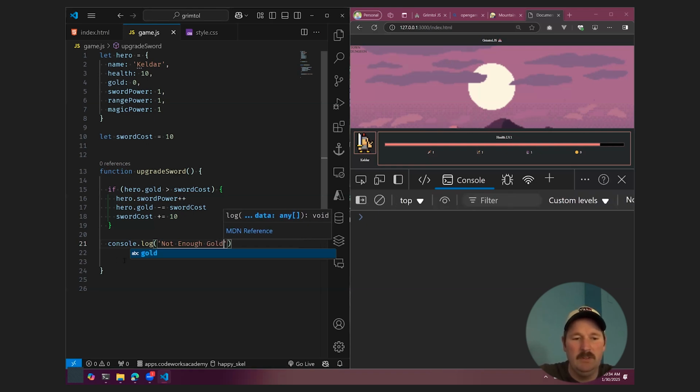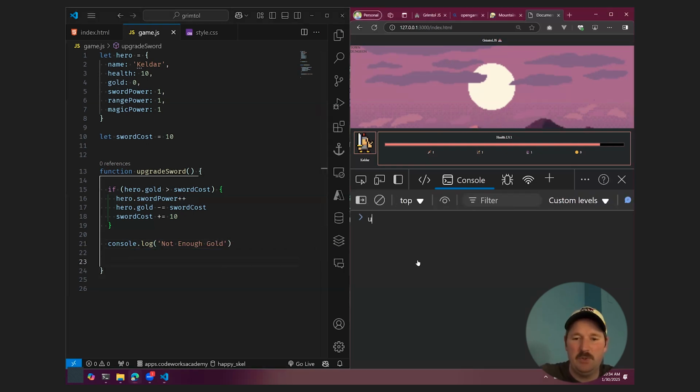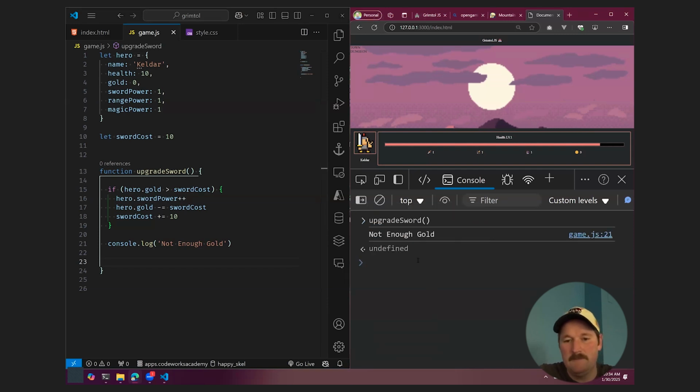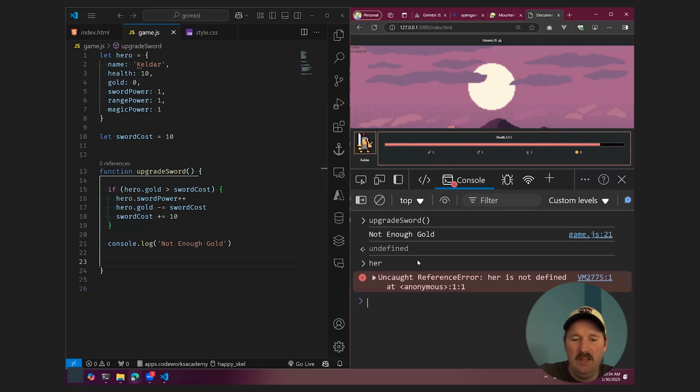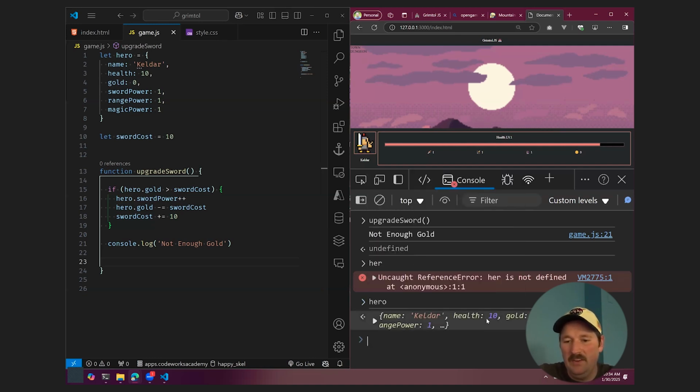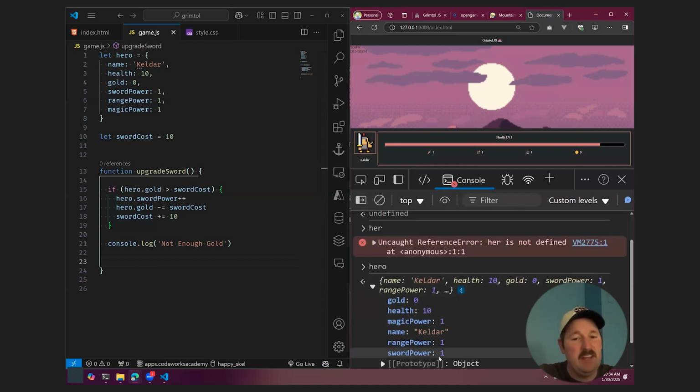Whoa. Okay, cool. Let's test it. Let's upgrade the sword. Not enough gold, which is accurate, right? So cool. We look at our hero. Our hero has 0 gold. Sword power stayed at 1.